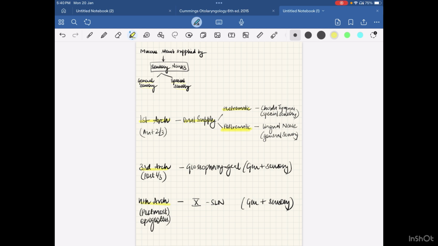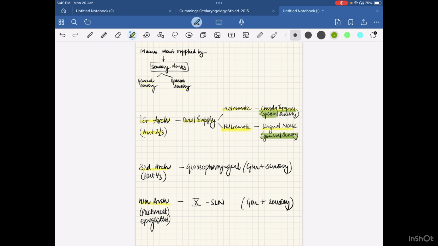So pretrematic nerve of the first arch is chorda tympani, and posttrematic nerve is the lingual nerve, that is the branch of mandibular nerve. Therefore, the first arch or the anterior two-third of the tongue is supplied by two nerves. One is chorda tympani, that is giving the special sensation, that is what? Taste. And the lingual nerve, that is a branch of mandibular nerve, is supplying the general sensations of the tongue.